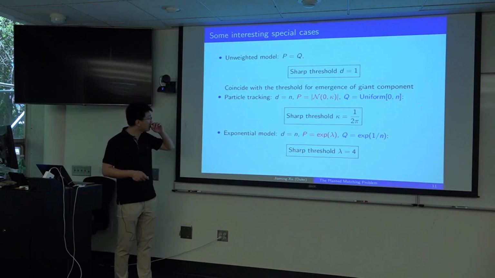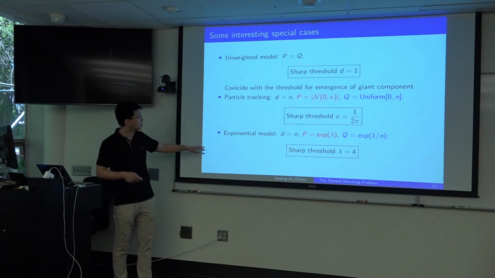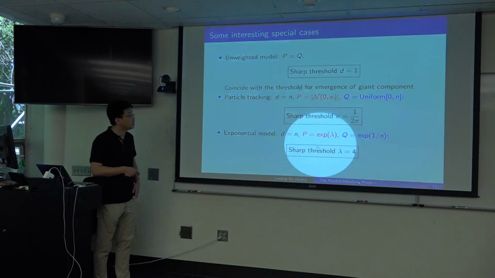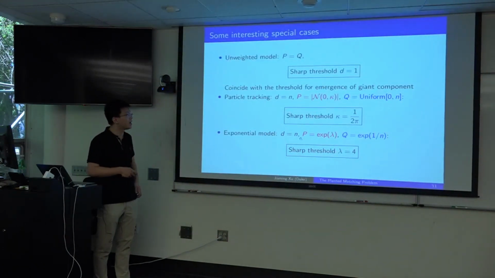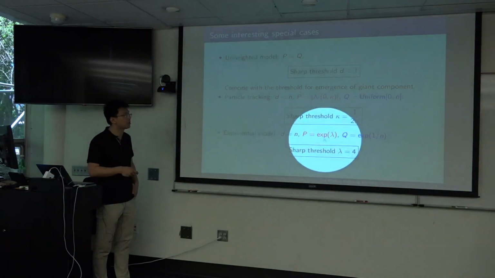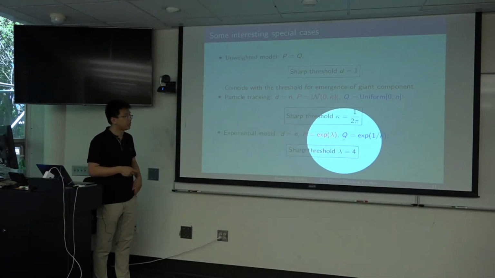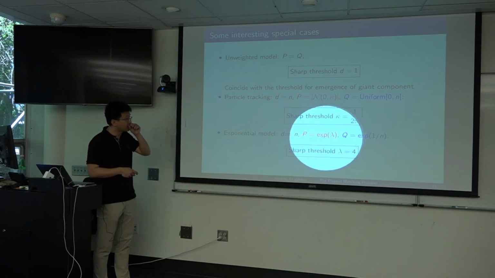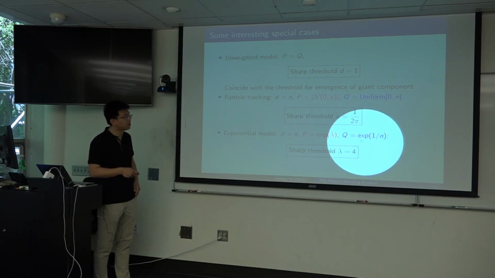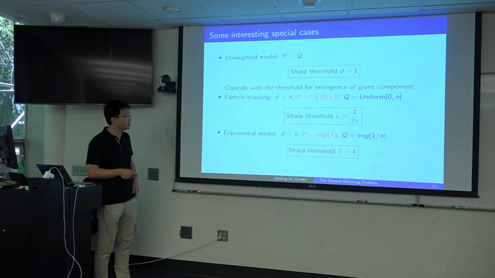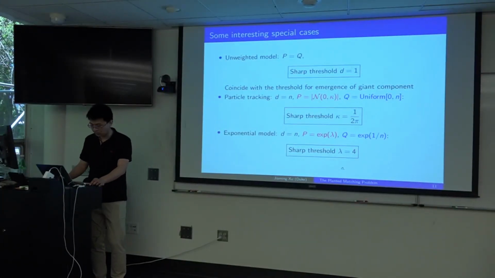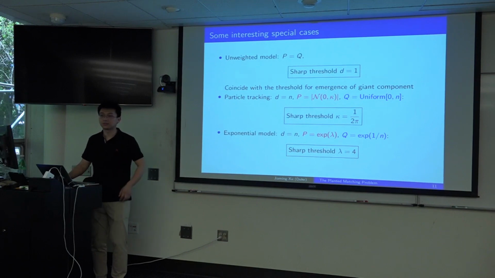Another interesting model that we're going to focus on in this lecture is the exponential model, where d equals n, again a complete weighted graph, but the distribution P is exponential with rate lambda, and Q is exponential with rate 1 over n. So the mean of P is 1 over lambda, and the mean of Q is n. In this case, the sharp threshold is given by lambda equals 4.